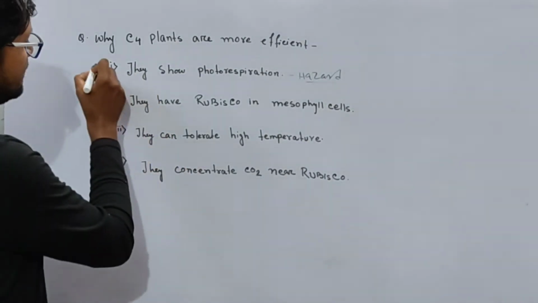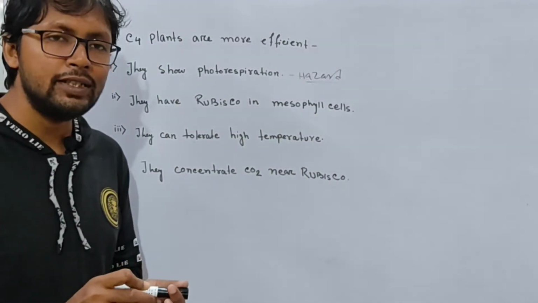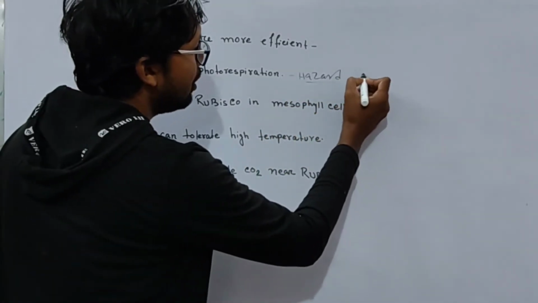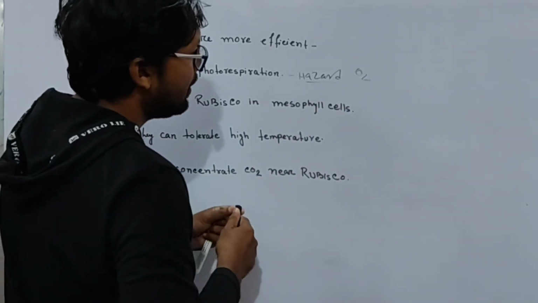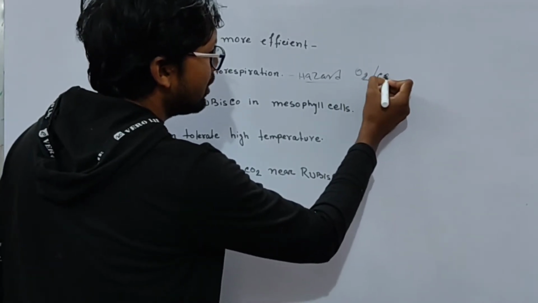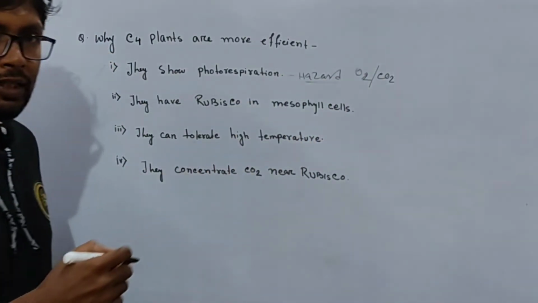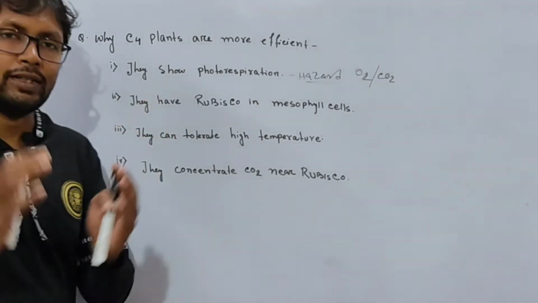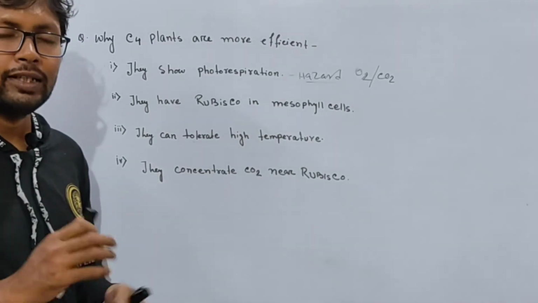Okay, so this is not right. What happens during photorespiration? Rubisco enzyme actually absorbs oxygen. During photorespiration, rubisco enzyme absorbs the oxygen molecule from the atmosphere instead of carbon dioxide, because when the concentration of oxygen is high, they will absorb oxygen instead of carbon dioxide. So the dry mass of the plant will be reduced instead of increasing.